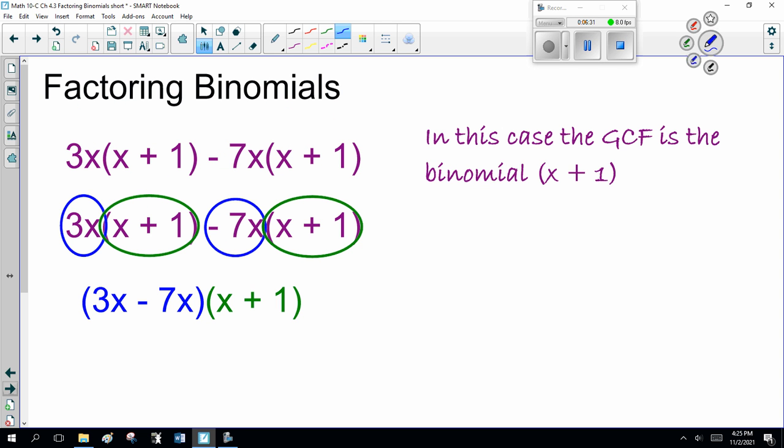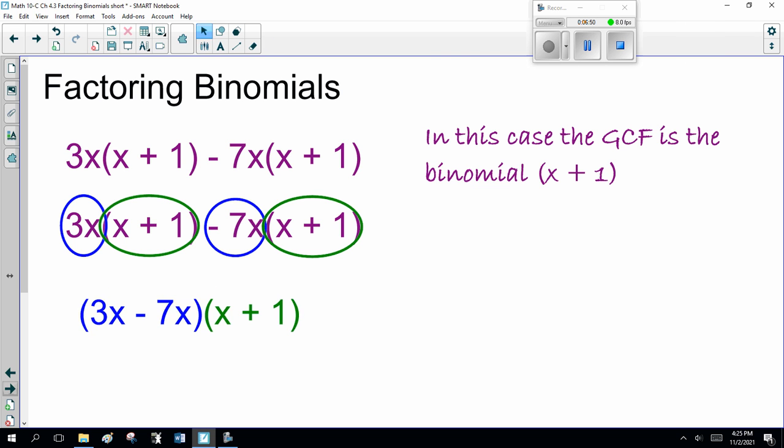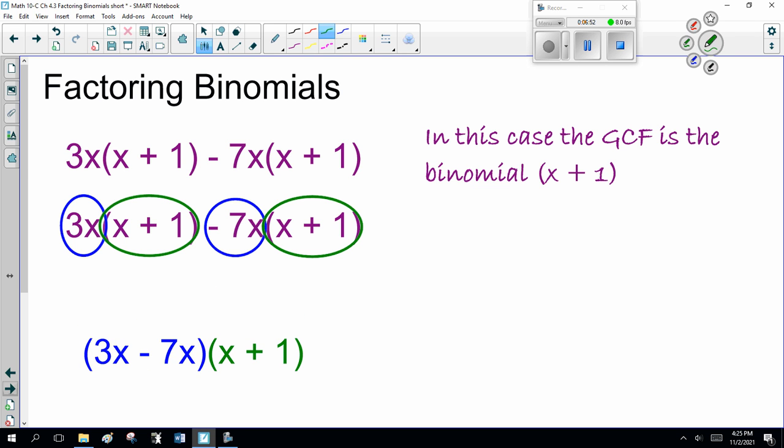Anyway, now moving on, factoring binomials. Now, this is a special sneaky case. Notice this is 3x times x plus 1 minus 7x times x plus 1. What's common to both? x plus 1. Now, I've skipped a step here. My apologies. I'm supposed to divide both sides by x plus 1.